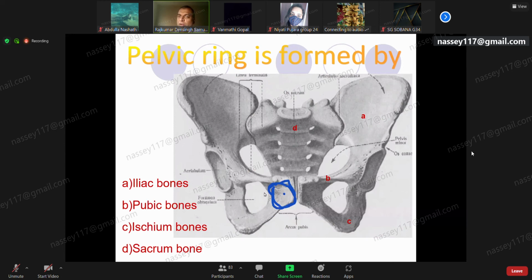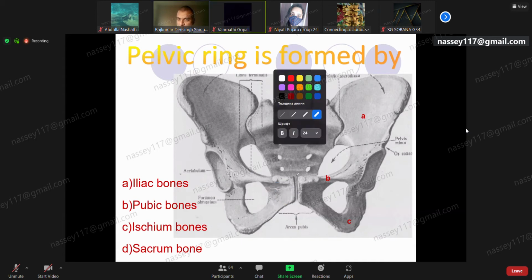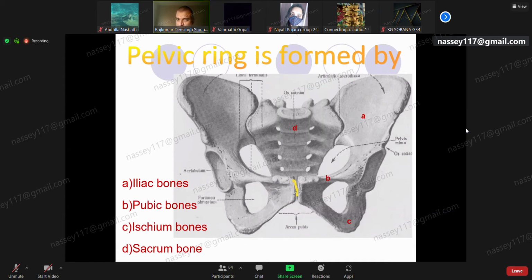This is called the body of the pubic bone. Understood? So how do you call the structure that is over here? Actually it is not there, I'm trying to draw the structure. How do you call the structure here? This is called symphysis pubis. Very good. This structure is called what?